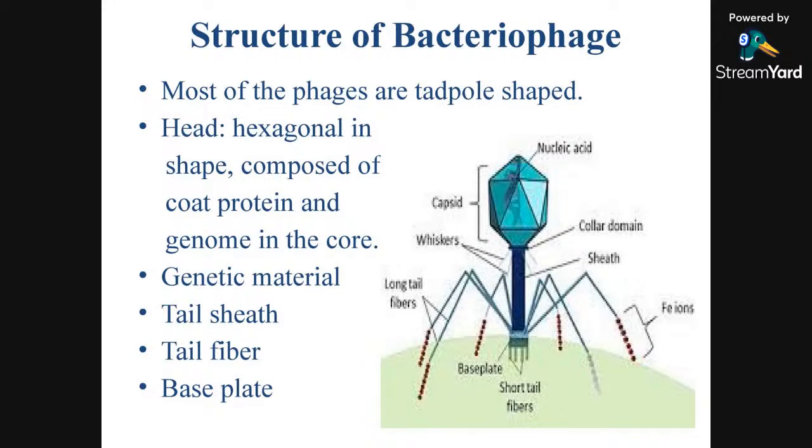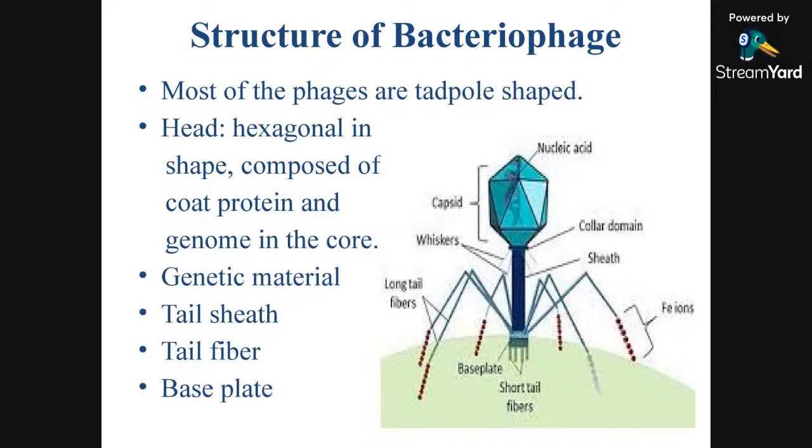The next slide shows the structure of bacteriophages. Bacteriophages have diverse structural forms. A common form consists of a head, tail, tail fiber, and base plate. The best known example of a phage is the T4 bacteriophage, which infects E. coli. The main structural component of a bacteriophage is the head or capsid.